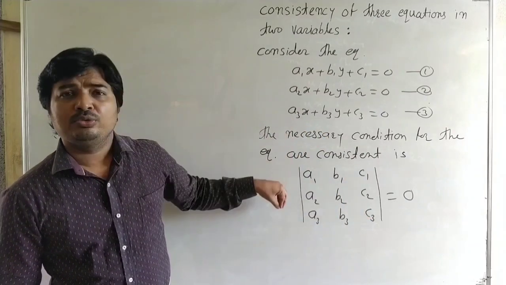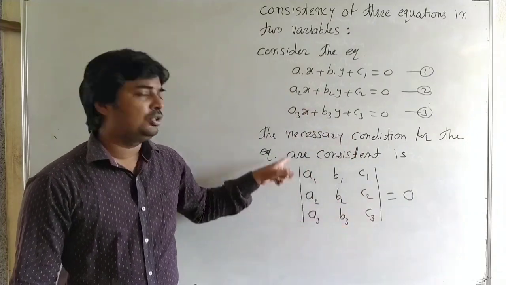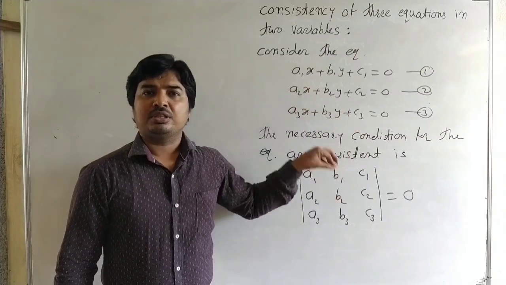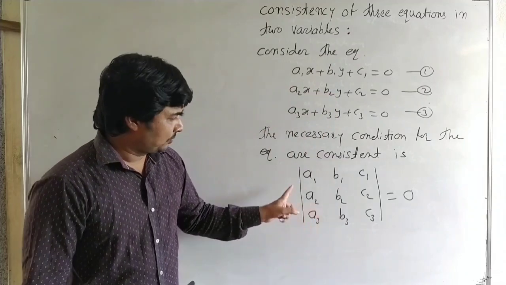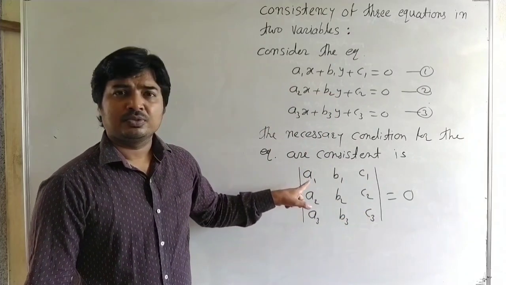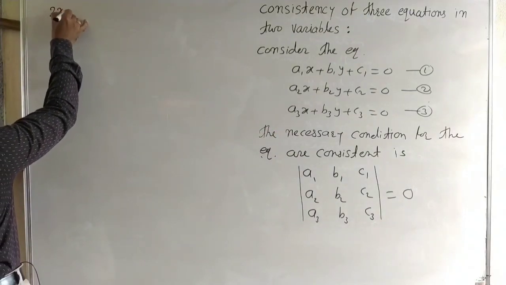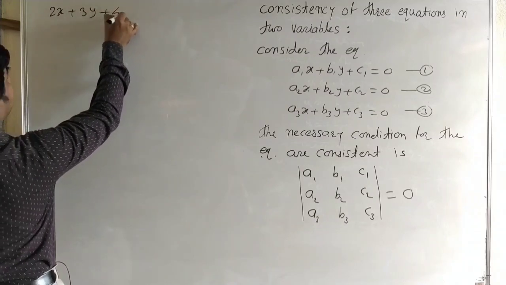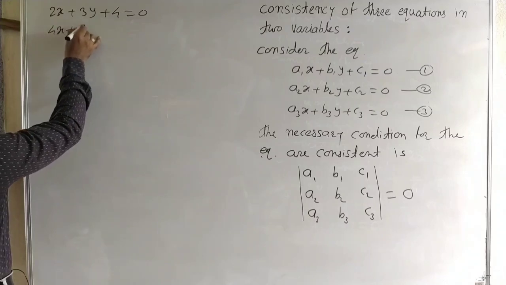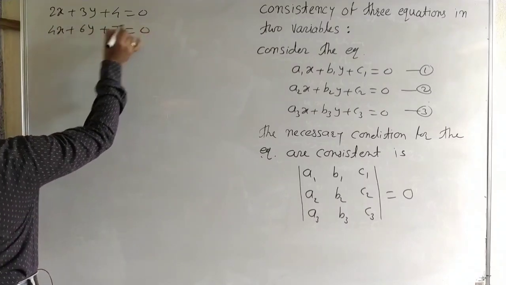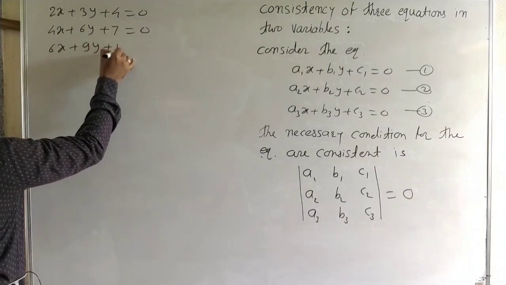A1, B1, C1, A2, B2, C2 and A3, B3, C3 are some real numbers. Okay, and if the determinant of this is 0, then the equations are consistent. That means they have a common solution. But these are real numbers. Okay. Here, if the first equation is 2x plus 3y plus 4 is equal to 0, the second equation we take is 4x plus 6y plus 7 is equal to 0, and the third equation, suppose it is 6x plus 9y plus 1 is equal to 0.